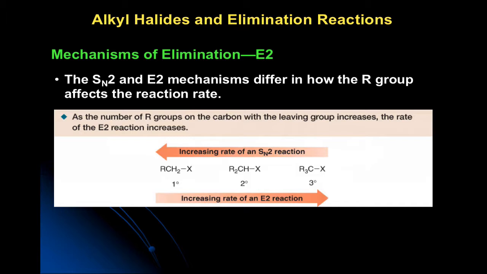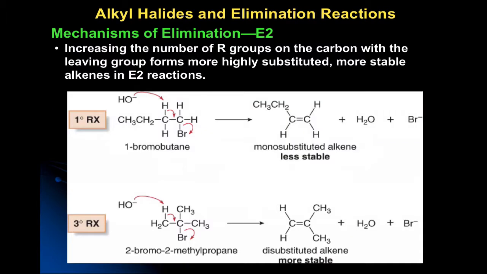It's because in the bottom case, our Lewis base is acting as a base. In the top case, our Lewis base is acting as a nucleophile. And that's why you see this go in opposite directions. Okay? So, for example, if you look at a primary alkyl halide, and just hydroxide here functioning as the base, you can get the elimination. Notice what type of alkene we get. We get a monosubstituted alkene. Whereas when we're reacting with a tertiary alkyl halide, in this particular case, we get a disubstituted alkene.